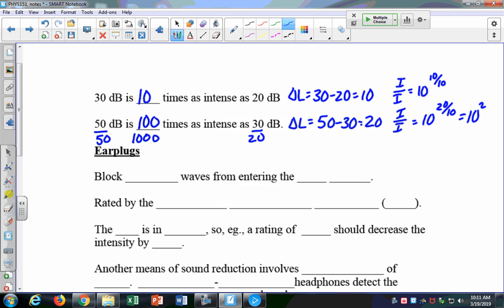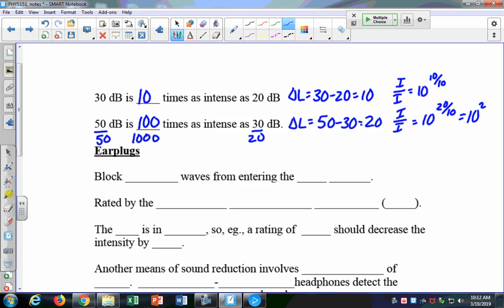So really what I want you to know are these decibels. I want you to be able to determine the difference in the intensities. What is the ratio of the intensities? How much louder is one sound than another based on an increase in the number of decibels? And they'll be simple numbers like these. They'll be factors of 10. It makes it a lot easier.